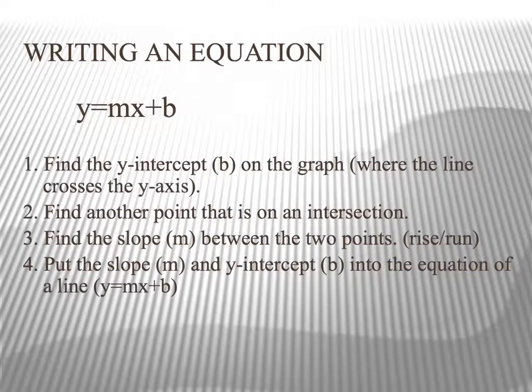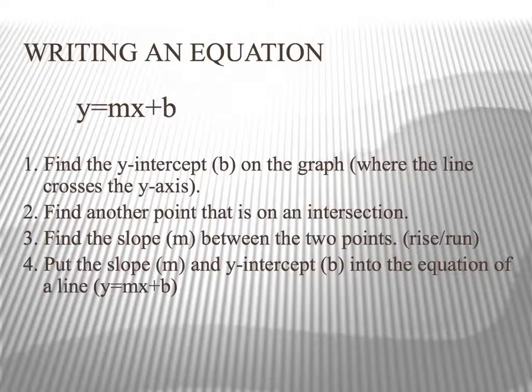Step number 1, you want to find the y-intercept. That's where the line crosses the y-axis, and that's going to be our b. Step 2, find a point that is also at an intersection. We want to find a point at an intersection because we know exactly what that is. And I'll explain that again when we have a graph.